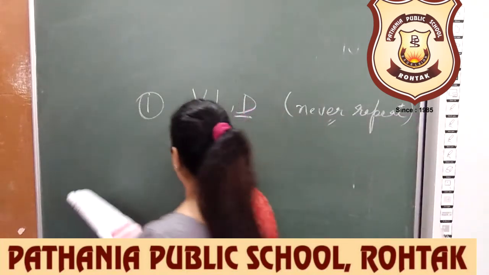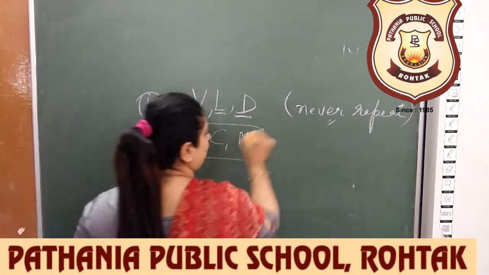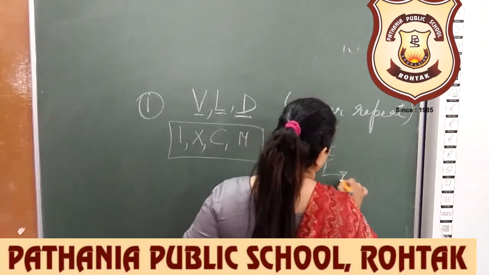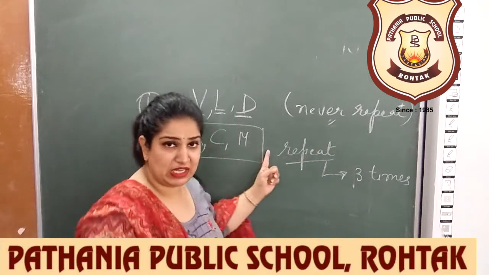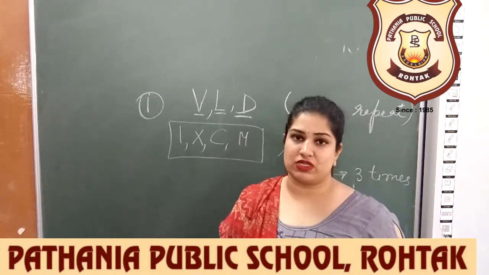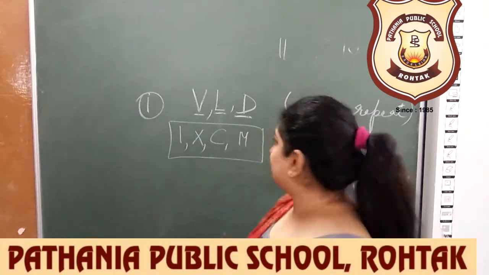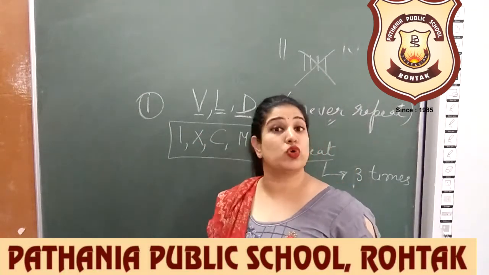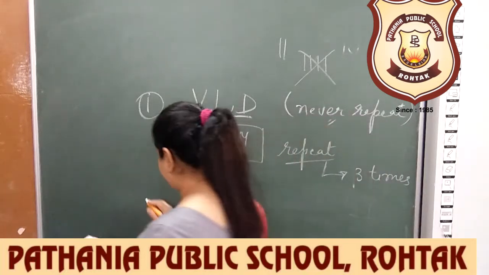But I, X, C and M, these four symbols you can repeat, but a maximum of 3 times, not more than 3 times. Suppose you need to write 2, so you will write I 2 times. If you want to write 4, you can't write I 4 times because you can't repeat any symbol more than 3 times. Okay, this is the first rule.